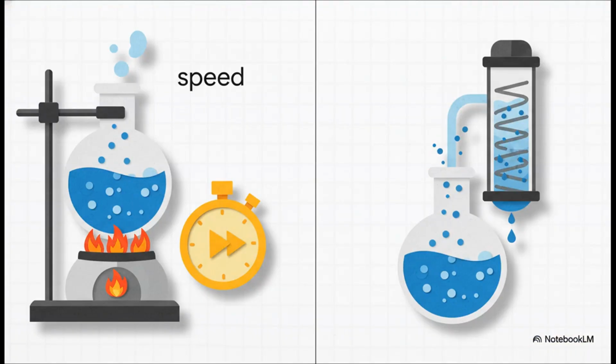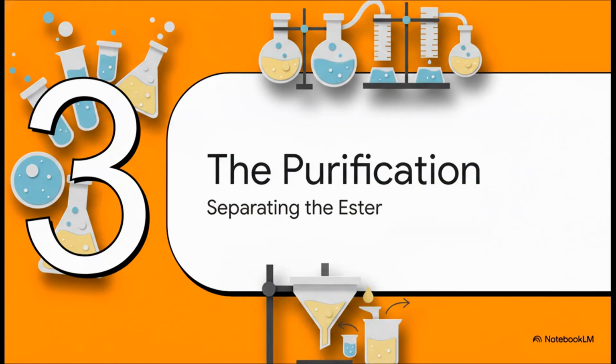So why go through all this trouble? Well, there are two huge reasons. First, the heat makes the reaction happen much, much faster than it would at room temperature. And second, it means we don't lose any of our expensive ingredients, or more importantly, the ester that we're trying so hard to make. It's all about speed and making sure nothing goes to waste. Okay, after about an hour of reflux, our reaction is pretty much done. But now we have a flask full of, well, a mix of stuff, not just our pure ester. So it's time to move on to the purification stage.